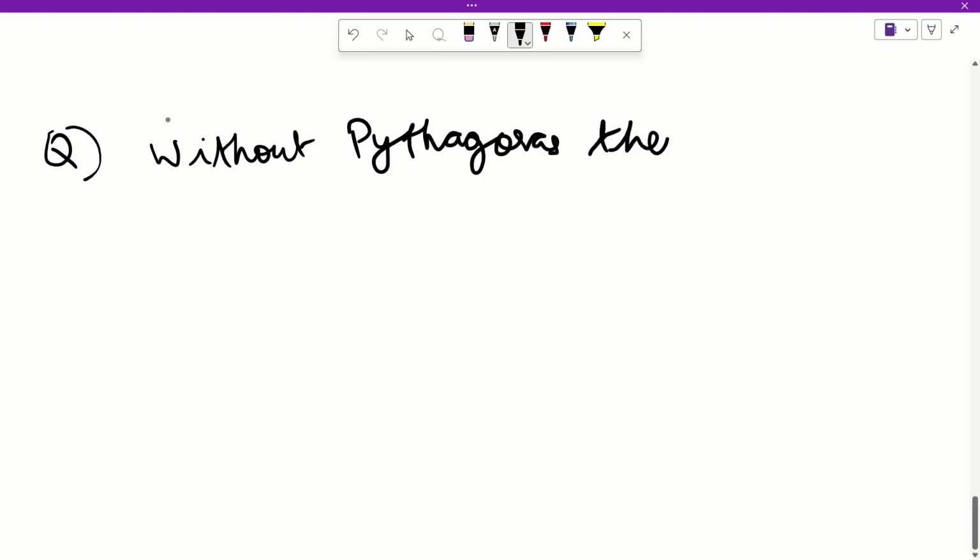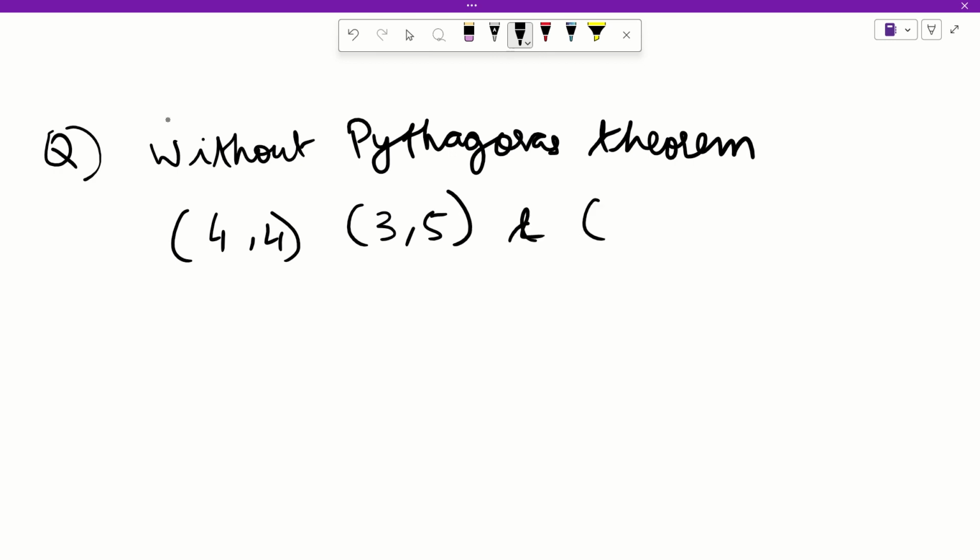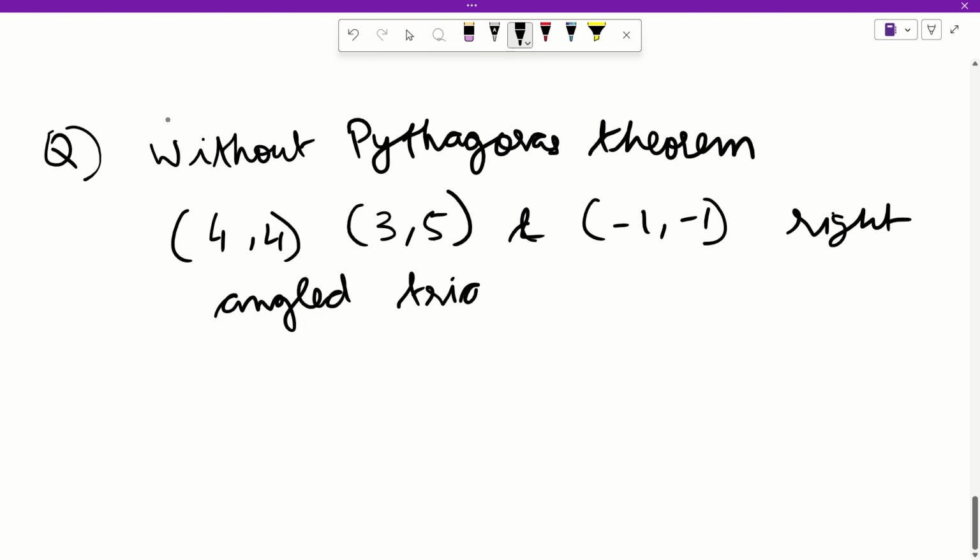that is, without Pythagoras theorem, show that the points (4, 4), (3, 5) and (-1, -1) are the vertices of a right angle triangle. Okay. That is, we have a right angle triangle actually. Okay. Which is given by like this.